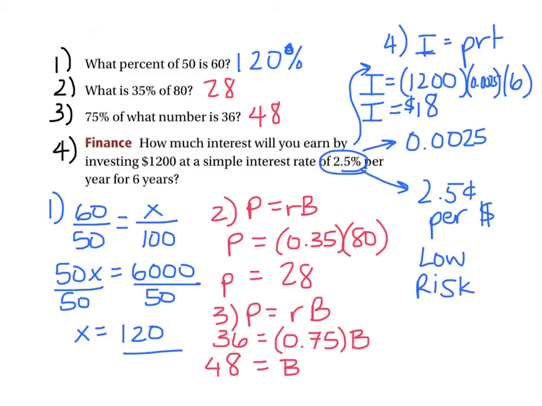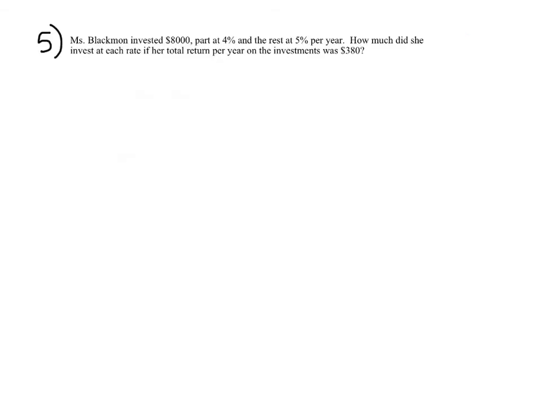Okay, so those are the basic percentage problems. Now, of course, the word problems will get more complicated, and I especially want us to go over a particular type of investment word problem that is a great deal more involved than number 4. And this is the problem that I'm talking about. Let's read through it. Ms. Blackman invested $8,000, part at 4% and the rest at 5% per year. How much did she invest at each rate if her total return for the year of the investment was $380?